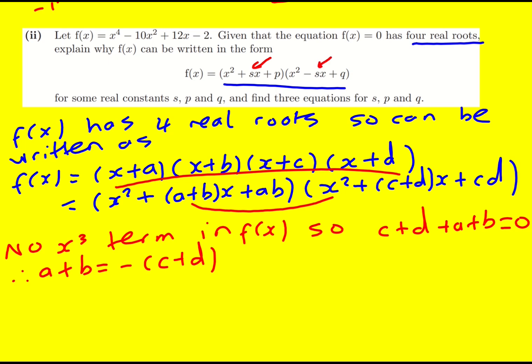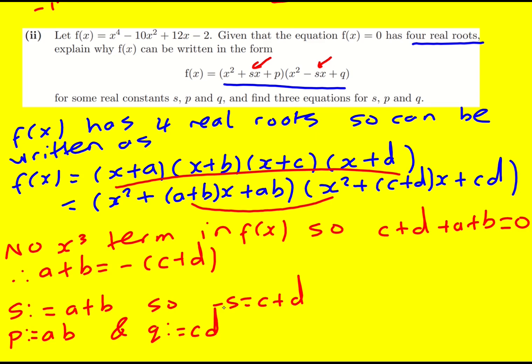That's why I did it, because look, I've got an s here and a minus s here. So s is going to be defined as a plus b. That means minus s is c plus d. And then for my final answer, I've got a p, so I'm going to also define p as a times b, and q is going to be defined as cd.